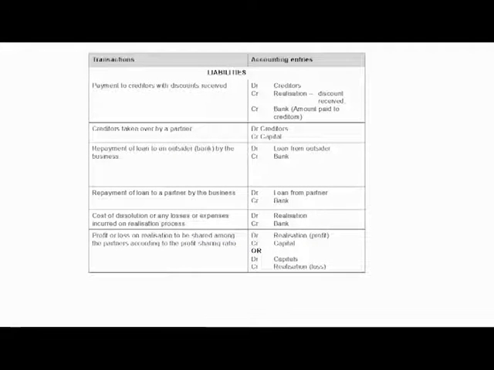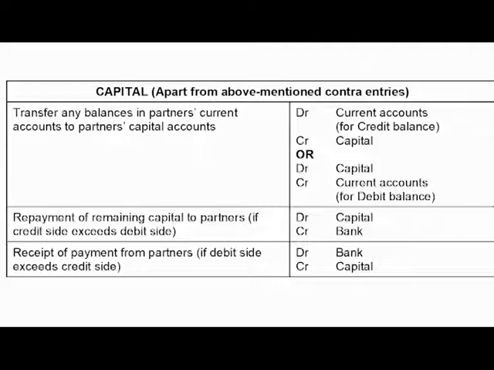In case of liabilities, we have to pay creditors with discount received. All this information is given to you. This is just a table that is giving you information on how to treat all this information. Creditors taken by the partners, what we do, debit creditors and credit capital. Okay, this is capital. Transfer any balances in partners' current accounts to partners. This is how it's going to be done. Okay.